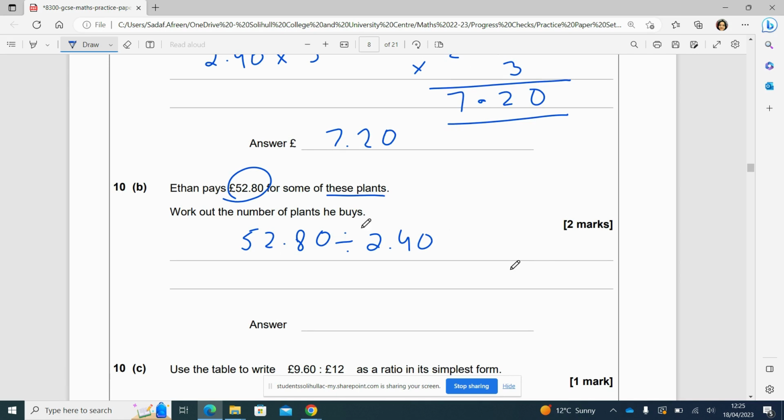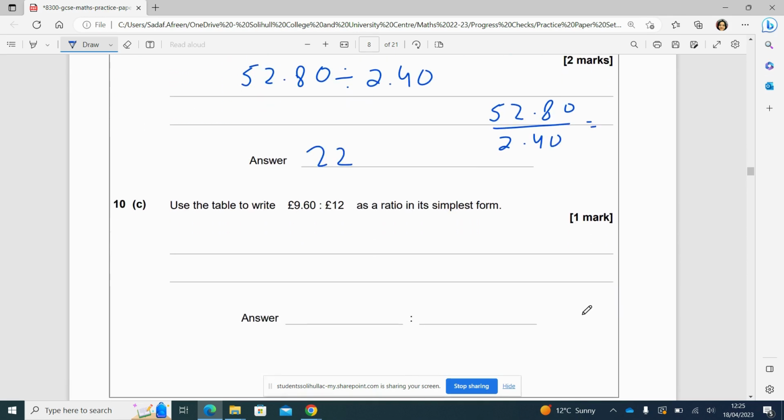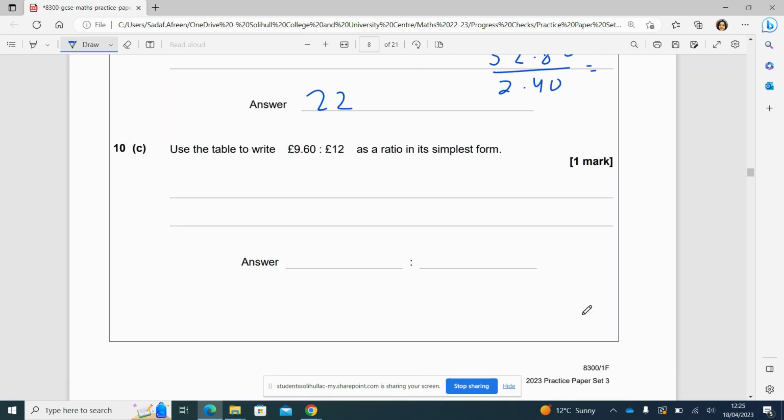Okay, now at this stage, you can use a fraction method, you can simplify the numbers together. Okay, and so you can write these two numbers as 52.80 over 2.40, multiply both numbers by 10. Okay, and then simplify the fraction, and that should give you the answer as 22. Okay, as long as you're getting the answer 22, that will be fine.